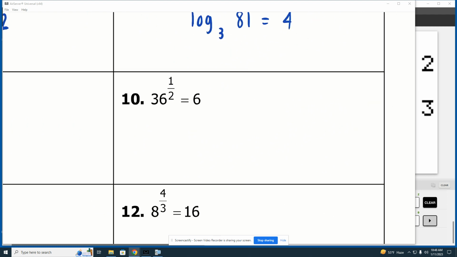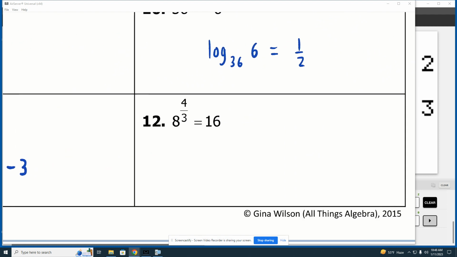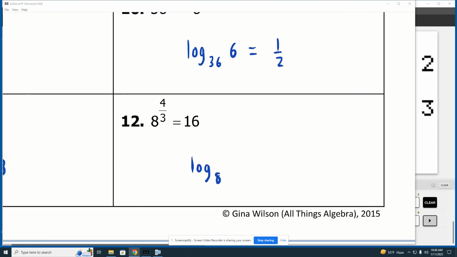Okay? Number 10. How do I rewrite it? Log base 36 of equals, done. Number 11. Log base 2 of 1/8 equals -3. Done. Last one. Log base of equals. Okay. Any questions with taking a logarithm and writing it as an exponent, or taking an exponent and writing it as a logarithm? No tricks.